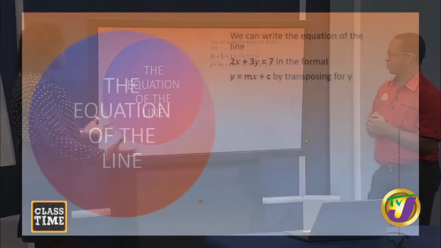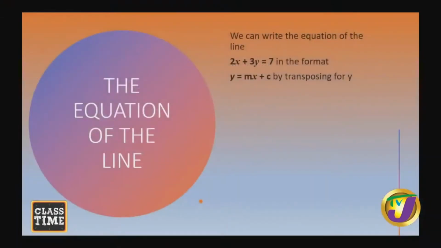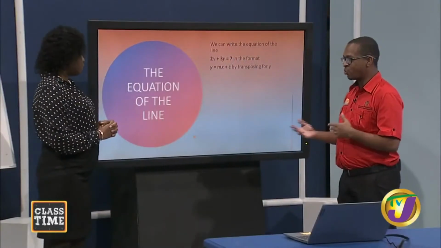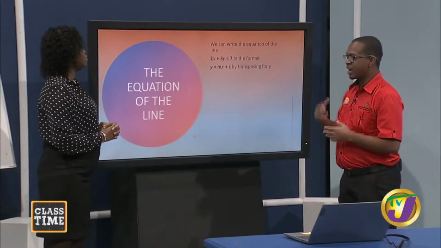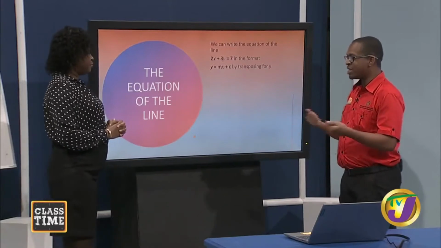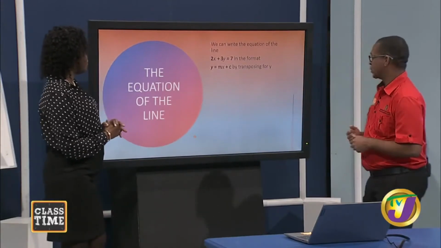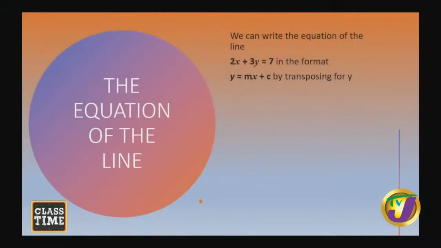So we can write equations of the line. Say we have the equation of a line 2x plus 3y equals 7, in the format y equals mx plus c, which is the slope-intercept format we spoke about earlier. That has merit because it's easier to pick up key things from it, like the gradient and the y-intercept, which make it easy to sketch our graphs. We need about 3 points to sketch a line graph.